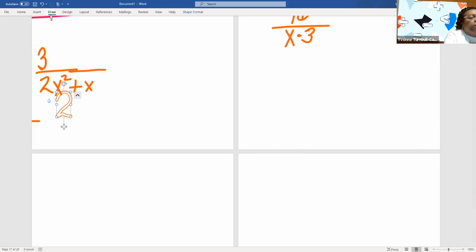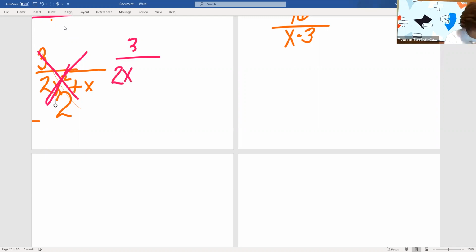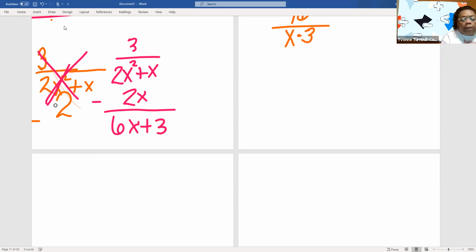Okay, we're just going to exit that out. We're going to start over. So it's 3 over 2x squared plus x, minus 2x over 6x plus 3. My bad, I had a wrong number there. Well, the first thing we need to do is factor each denominator.